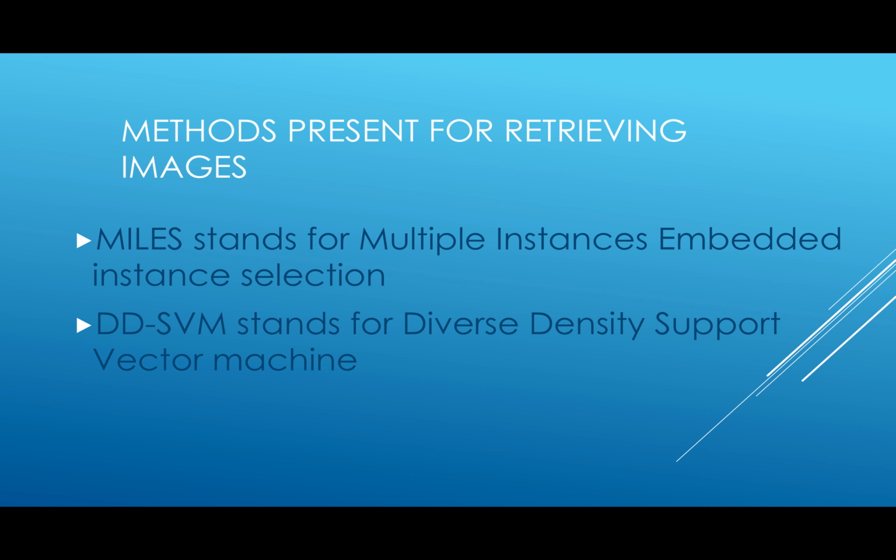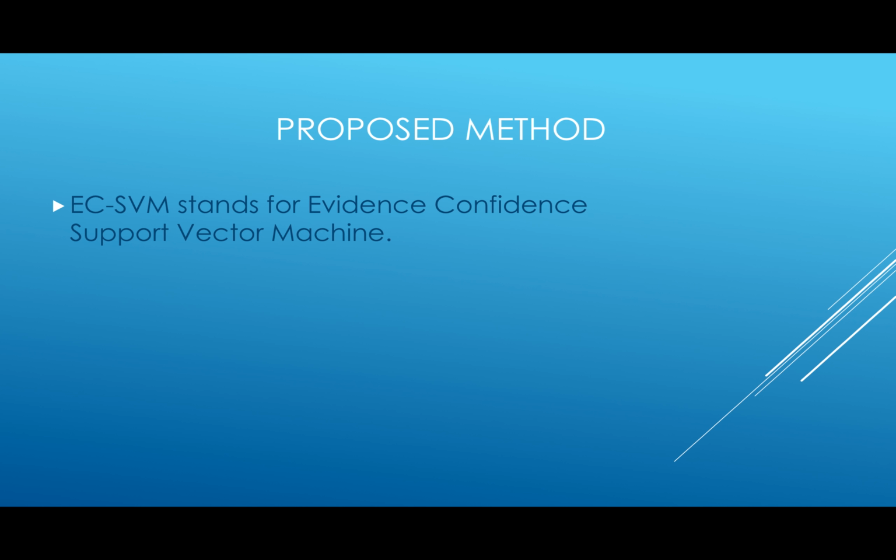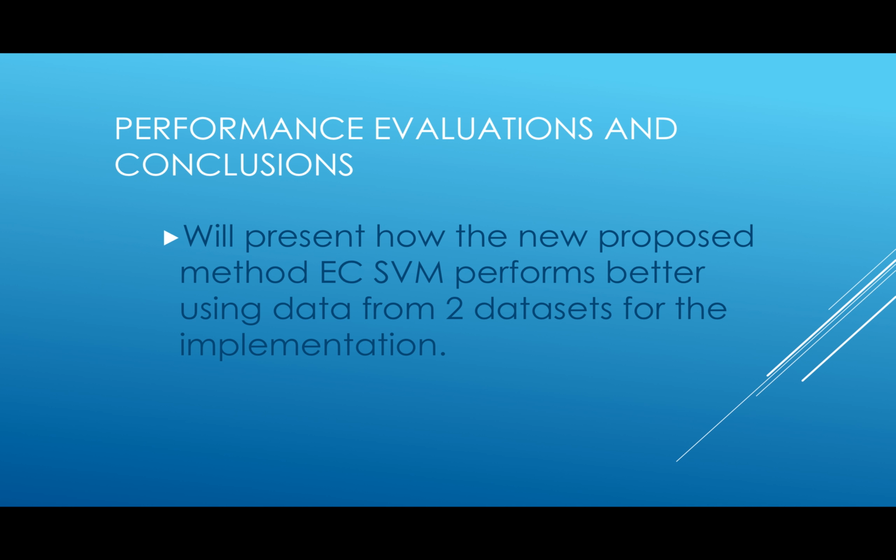The previous methods present for retrieving images are MILES and DDSVM. MILES stands for Multiple Instances Embedded Instance Selection, and DDSVM stands for Diverse Density Support Vector Machine. The proposed method, which I have shown in my report, which is better than the other two, is called ECSVM, which stands for Evidence Confidence Support Vector Machine.